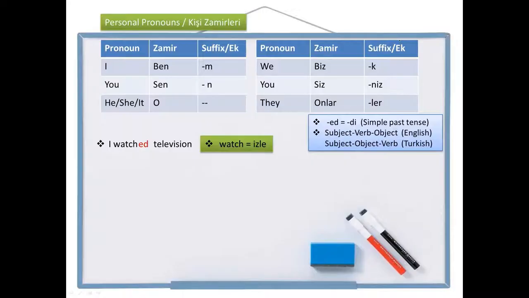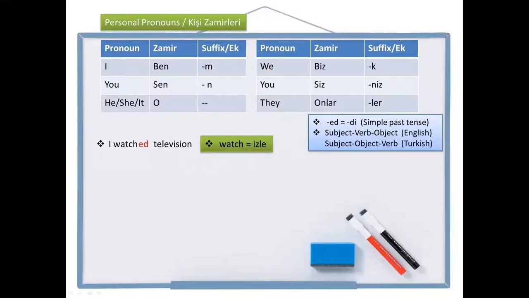One other rule, which is a general rule, is that in English, to make a grammatically correct sentence, the order is subject, verb, object. But in Turkish, the verb is always at the end. Don't forget this. The verb is always at the end, and the order is subject, object, verb. So when we say I watch television in English, in Turkish, we say I television watched. Or if we say I go to school in English, in Turkish, we say I to school go. The verb is always at the end.